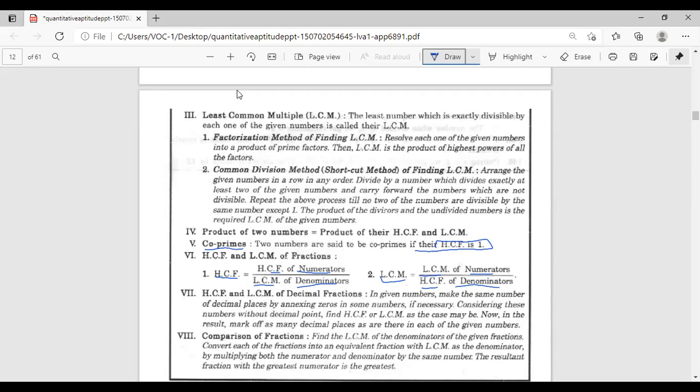What about comparison of fractions? In comparison of fractions, find the LCM of the denominators of the given fractions. Convert each of the fractions into an equivalent fraction with LCM as the denominator by multiplying both the numerator and denominator by the same number. The resultant fraction with the greatest numerator is the greatest.